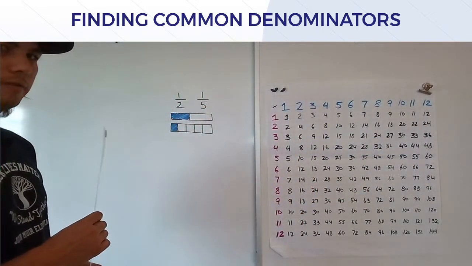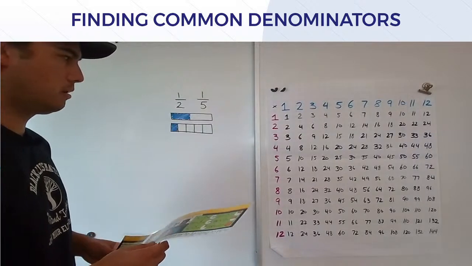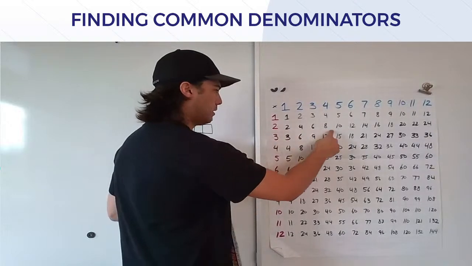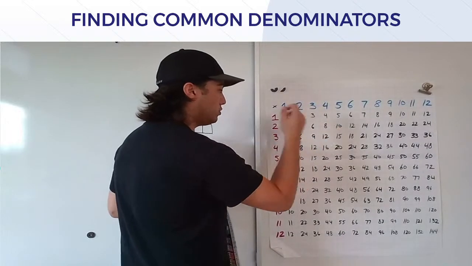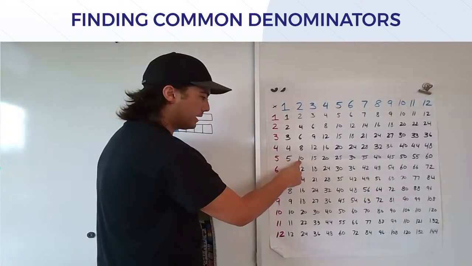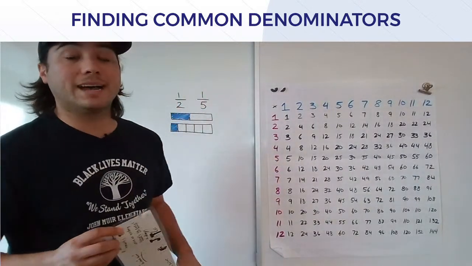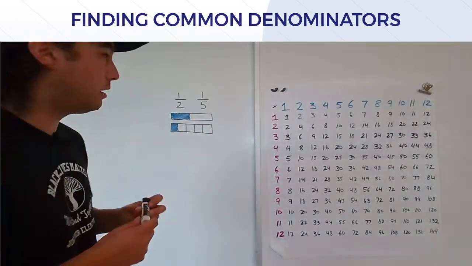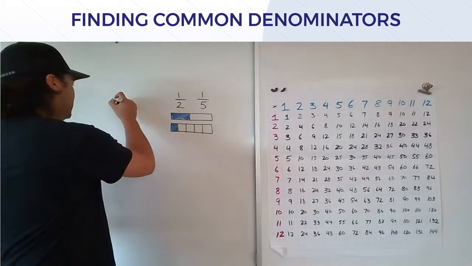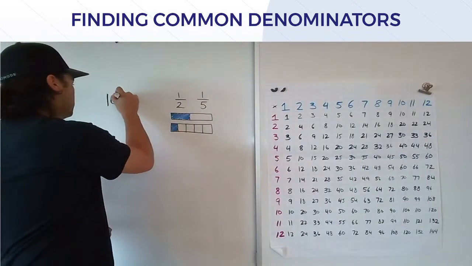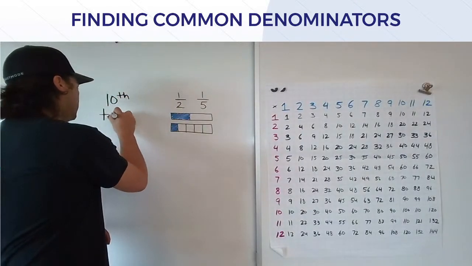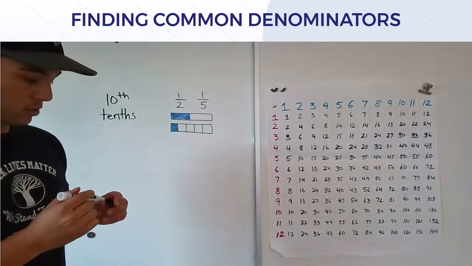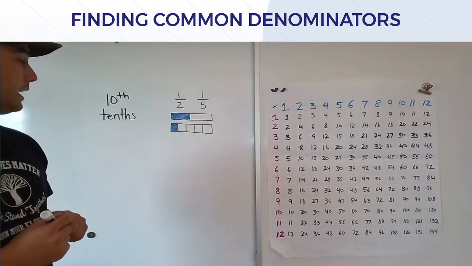There were a couple of common numbers in there, weren't there? The first one I got to, and I remember, is that 10. I can see it right there in our 2's column, our multiples of 2. I see it in our 5's column, our multiples of 5. That tells me it is a common multiple. 10 is a common multiple. So we have tenths, or tenths, would be a multiple common to both our halves and our fifths.